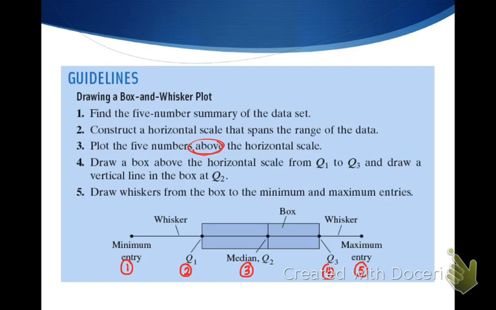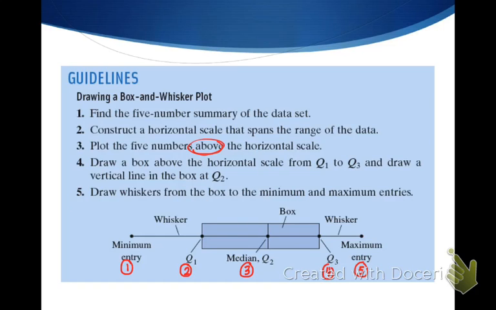Okay? Then you connect. The whiskers start at the lowest number and the highest number, and they go up to the quartiles, and that's where the box starts. So this is what that's all going to look like. You can come back and refer to these steps later, but it's going to make more sense when we actually do one in a second here.